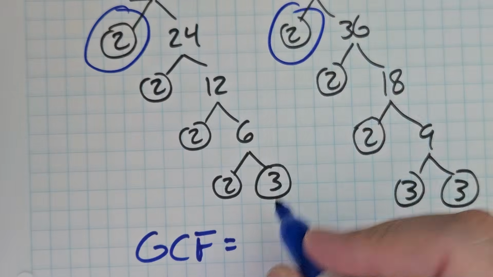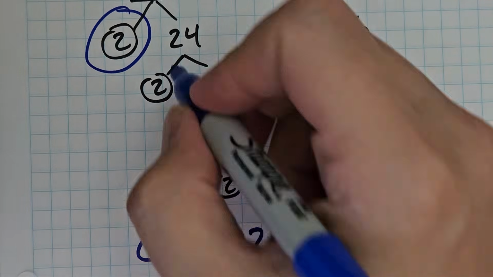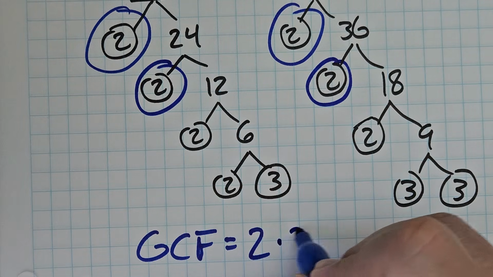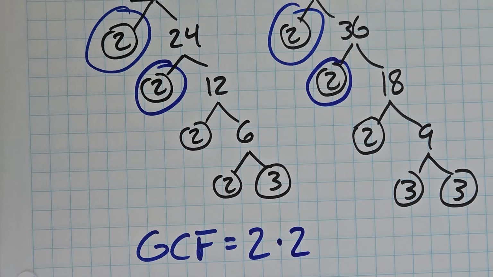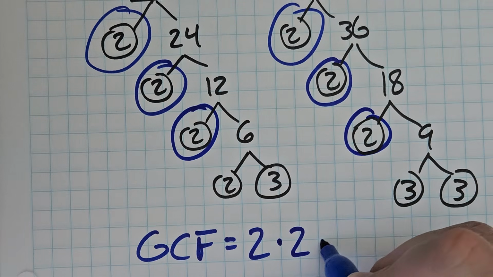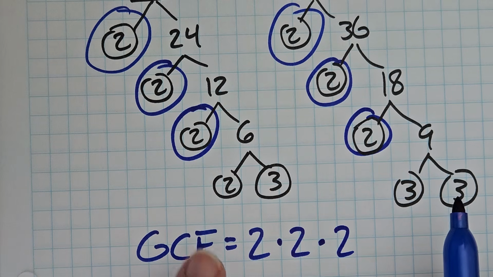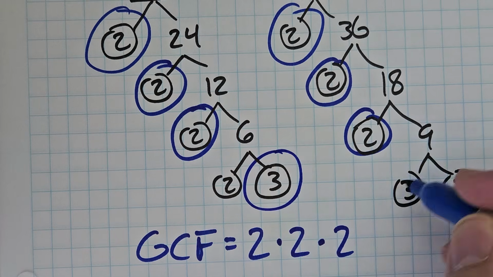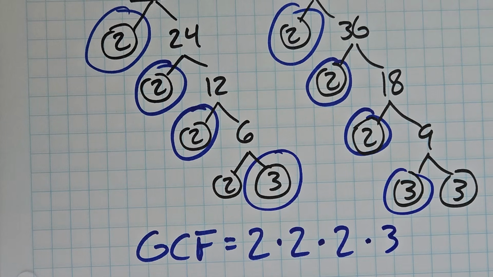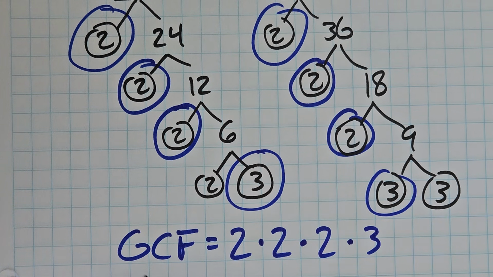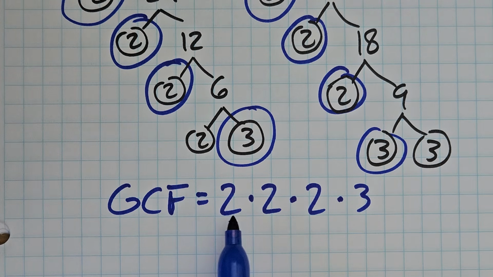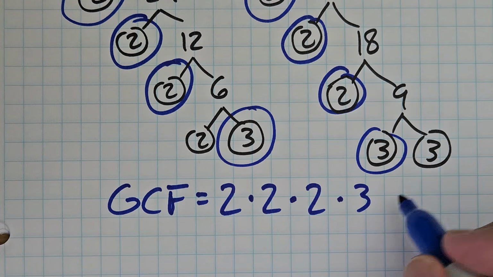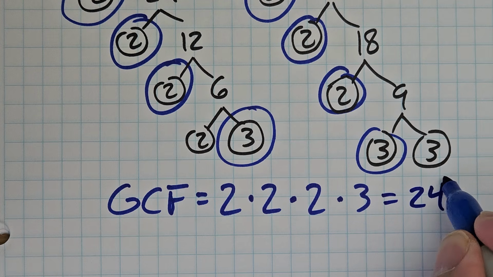Well, they both have a 2, so I'm going to put a 2 here. And they both have another 2, so I'm going to multiply. Factors we multiply. Another 2. And another 2. Do they both have another 2? No, this one does, but this one does not. Okay, what do they both have? Well, they both have a 3. Okay, and that's all that they both have. This one has an extra 2, that one has an extra 3, but this is all that they have in common. So my GCF, or greatest common factor, is 2 times 2 times 2 times 3, which is 24.